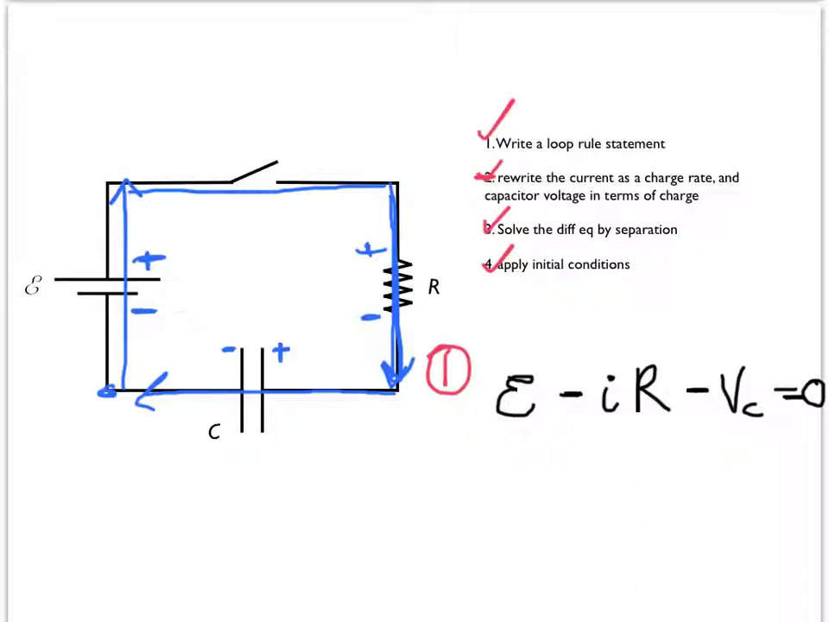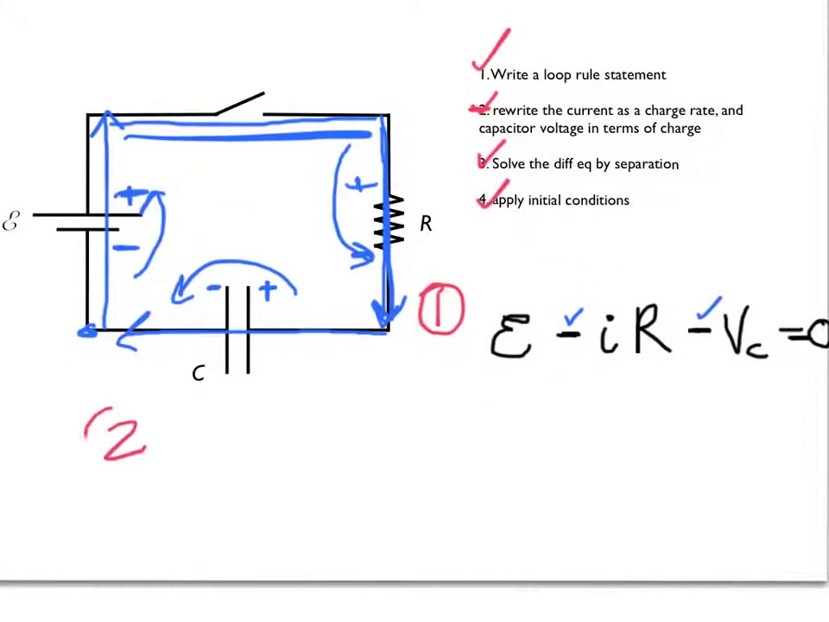And we said that's positive E. Again, the EMF is positive because we're going up. That's a positive change in potential. There's no change here. This is a negative change in potential from here to here, and this is a negative change in potential. That's why these minus signs are negative. So there's our loop rule statement.